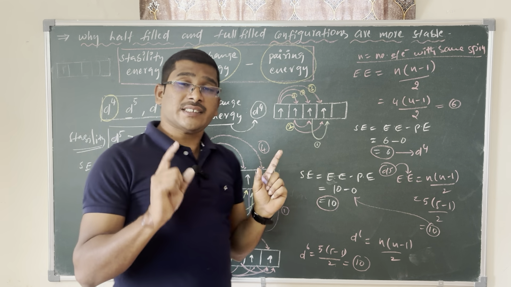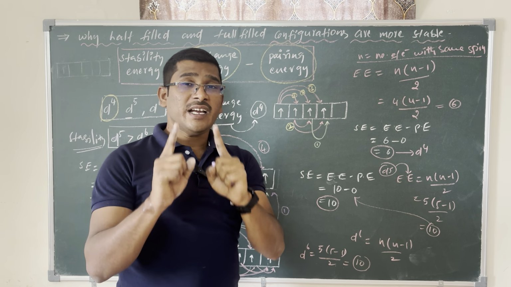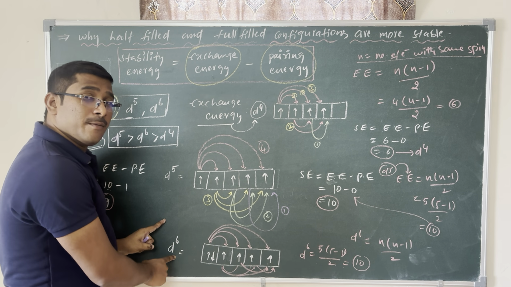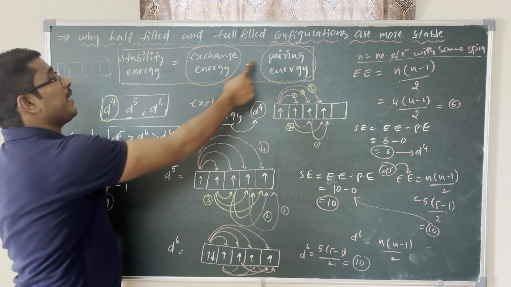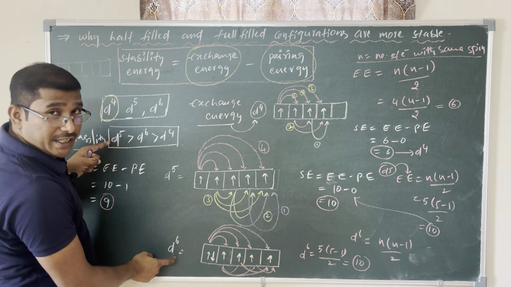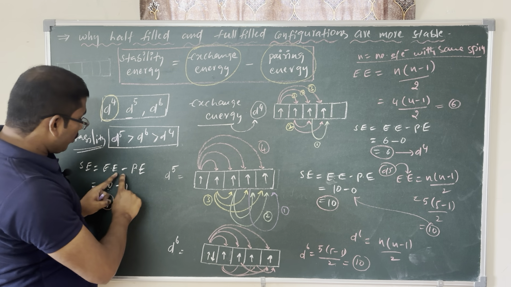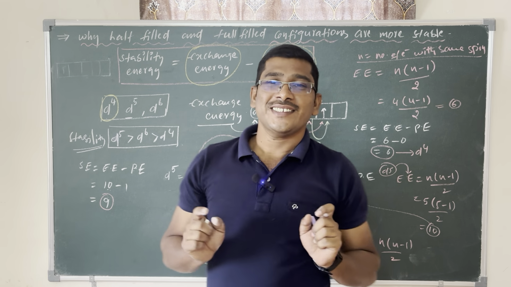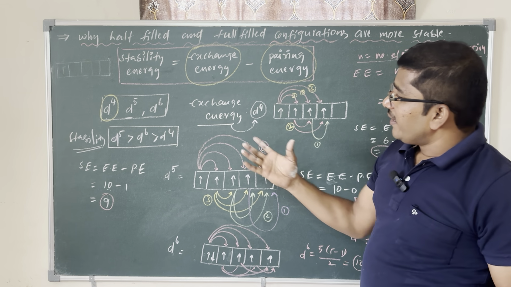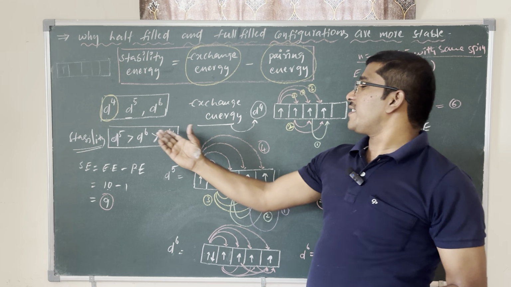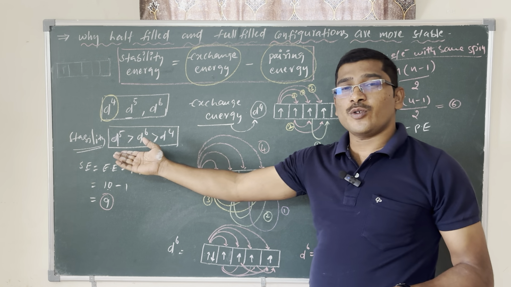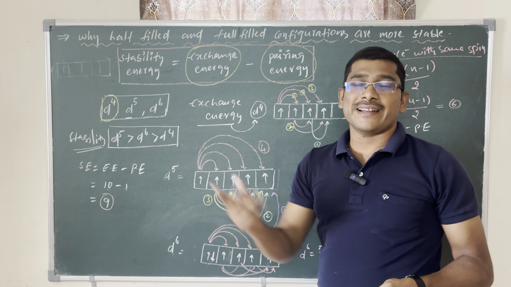Don't consider only exchange energy. Keep in your mind that exchange energy is the same for D5 and D6 configurations. But D5 is more stable because pairing energy is there for D6 configuration. One pairing energy is there, and we have to subtract pairing energy from exchange energy. That is the reason why D5 is more stable than D6 and D4. Like that, chromium is more stable compared to vanadium and manganese.